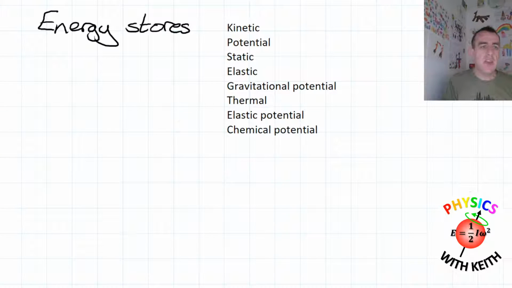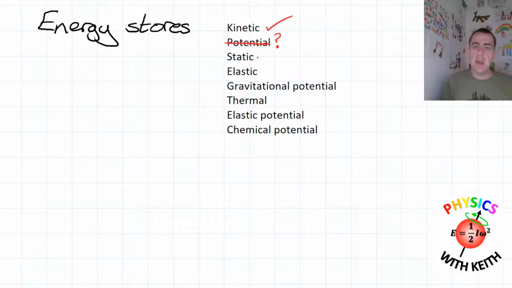So, in this list, let's go through and give it some ticks. Kinetic energy is a store. It's a way that energy can be stored. A body that is moving has kinetic energy. Potential energy is a little bit too vague, so we'll take this off the list.